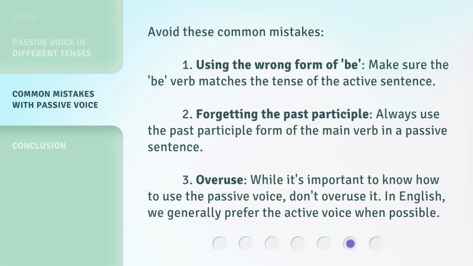Avoid these common mistakes. 1. Using the wrong form of be. Make sure the be verb matches the tense of the active sentence. 2. Forgetting the past participle. Always use the past participle form of the main verb in a passive sentence. 3. Overuse. While it's important to know how to use the passive voice, don't overuse it. In English, we generally prefer the active voice when possible.